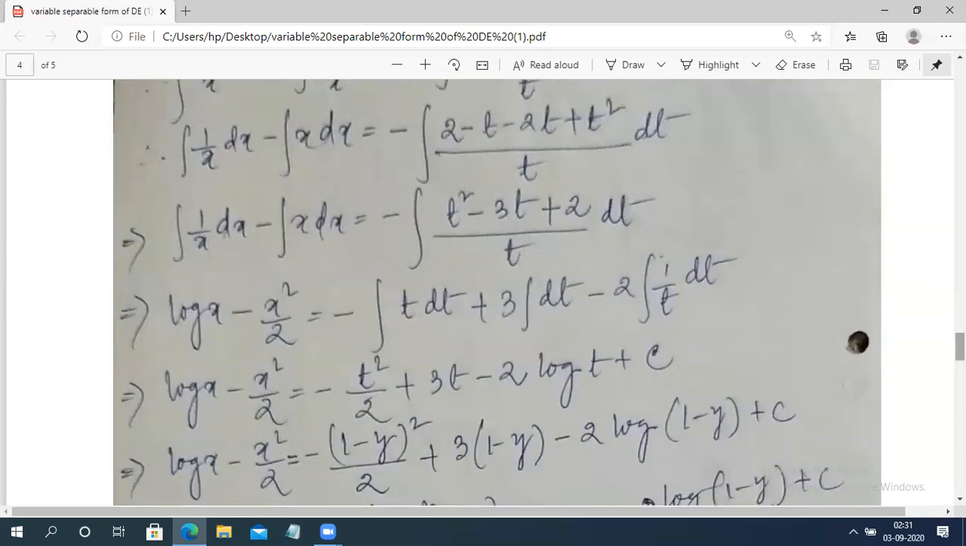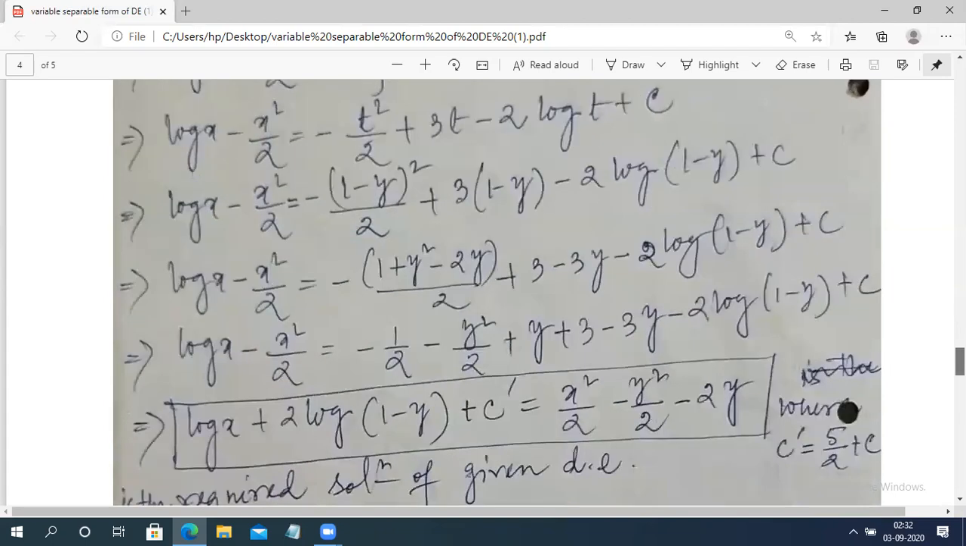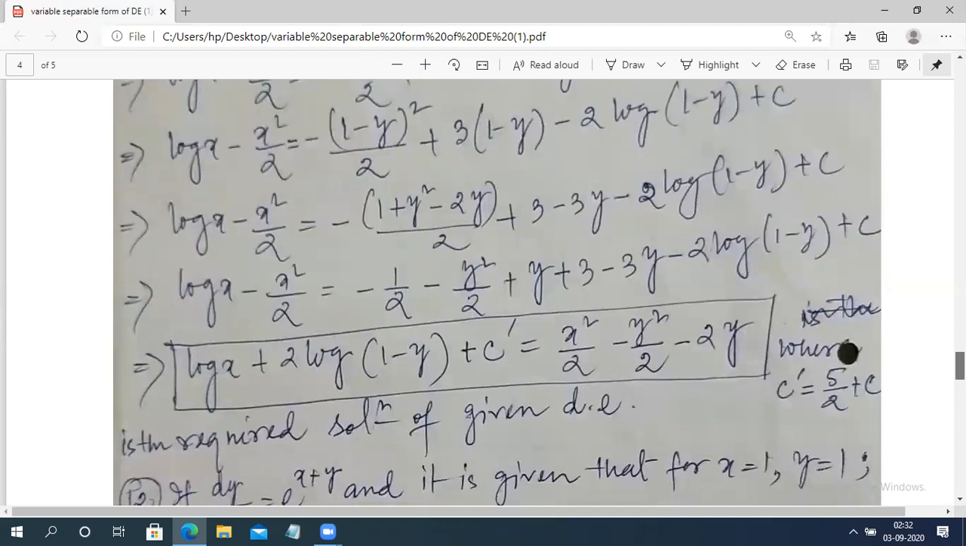And on the left hand side, integration of 1 by x is log x and integration of x dx is x square by 2. So when we plug the value of t in terms of y, we'll write all the original values, that is t as 1 minus y, and we'll get this expression. So this is our solution. Clear?